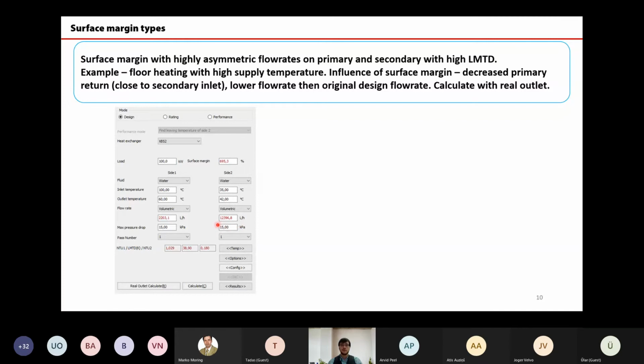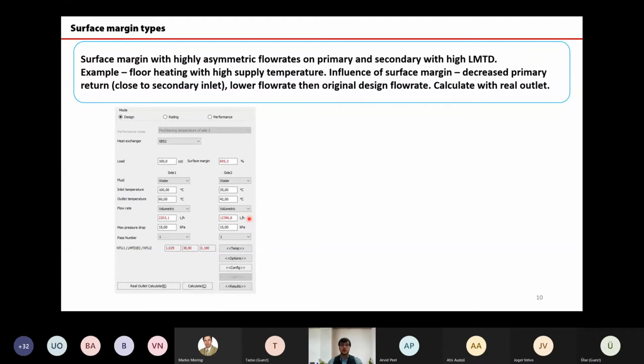That means when my selection software is making the calculation, the limiting factor here will not be the thermal efficiency of the heat exchanger. It will not be anything related to the pressure drop on the primary side. It will simply be limited by the pressure drop on the secondary side. And after I classify all the surface margin types for you, I will show this specifically in the software, how to see it and understand which side is the limiting one.